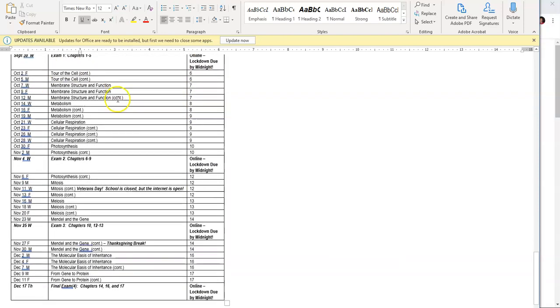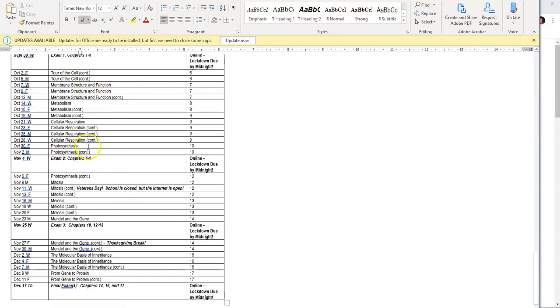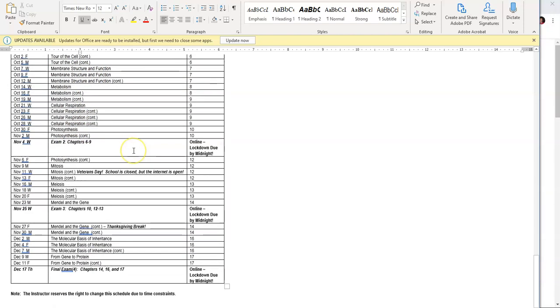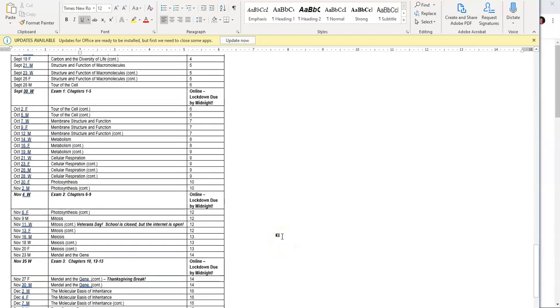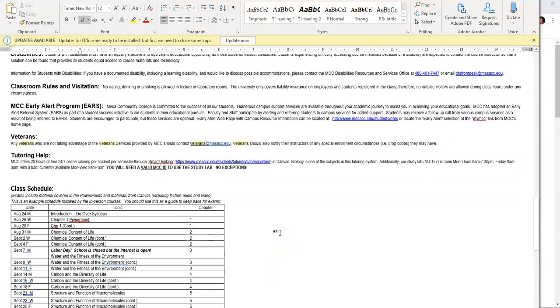Here's the exams and the dates that they will be. And this is where you should be in lecture for each of those dates. So that's pretty much it.